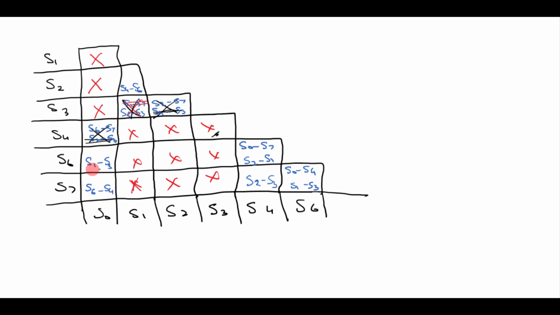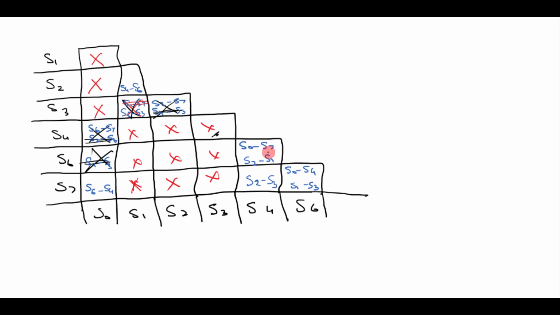Similarly, let us check S1 and S3. You can check here S1 and S3. We have marked that these two states S1 and S3 cannot be equivalent, so this pair cannot be equivalent. If this pair cannot be equivalent, S0 and S6 cannot be equivalent. Now come to S4 and S6. Here S4 and S6, we can't say anything about it, so I am not removing it.